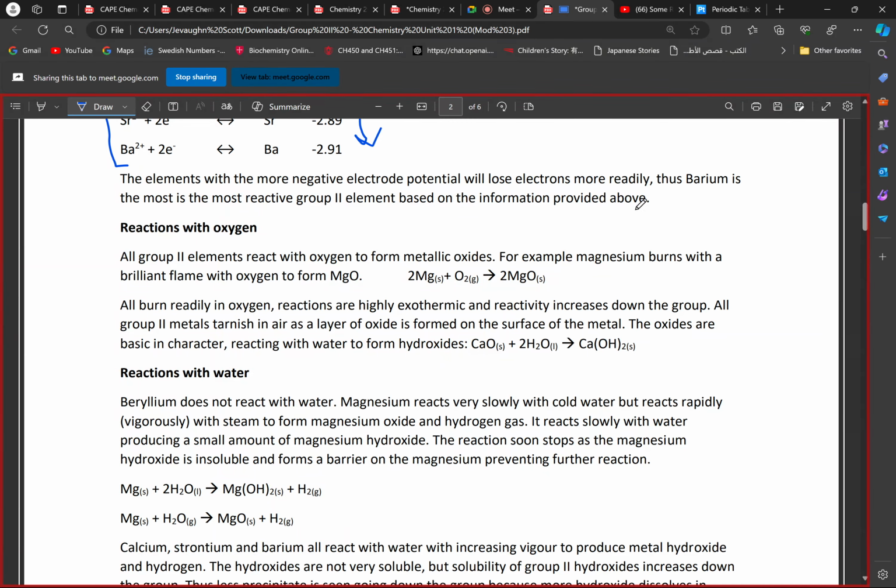We can see that magnesium itself will burn with a brilliant bright white flame, so keep that in mind, with oxygen to form magnesium oxide. All of them burn readily in oxygen, so the reactions are highly exothermic and reactivity increases down the group. All the group 2 elements tarnish in the air as a layer of oxide is formed on the surface of the metal.